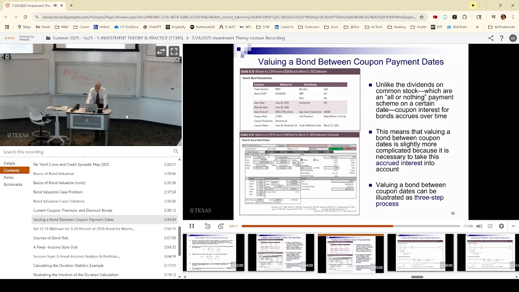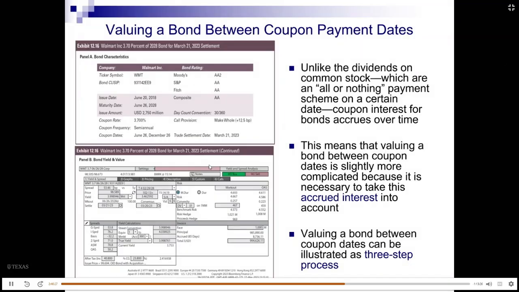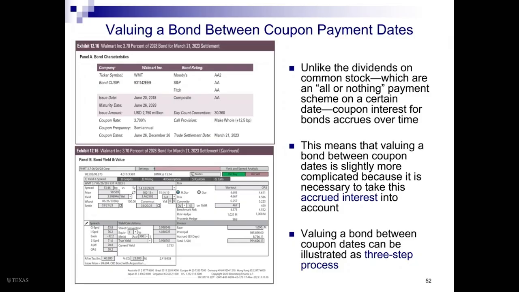That's how it works in practice. So let's follow along with this, and then we'll show you the spreadsheet that does the mechanical calculation. So this was an actual bond. It's a bond that still exists. It's a Walmart bond, rated AA. If you notice the fine print, we're going to value this on March 21st of 2023.